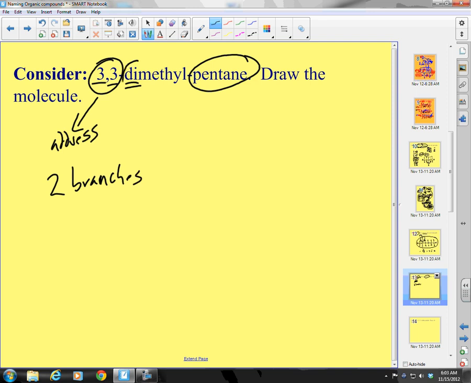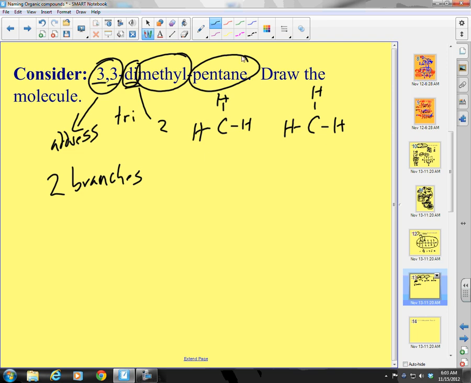Well, di represents 2. If I have more than one of the same branch, I'm going to use a prefix. So I have methyl, and how many methyls do I have? Dimethyl. That means I'm going to have 2 methyls. We usually only see things like di or tri. You usually don't see tetra or anything else. If you have 2 of the same group, it's di. If you have 3 of the same group, it is tri.